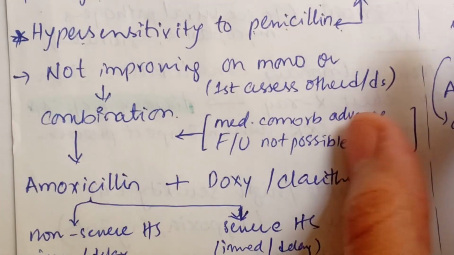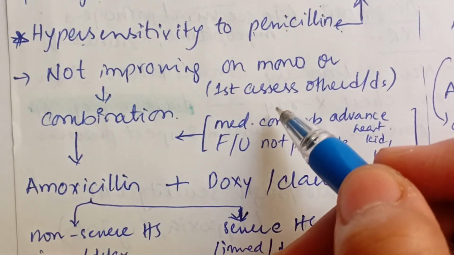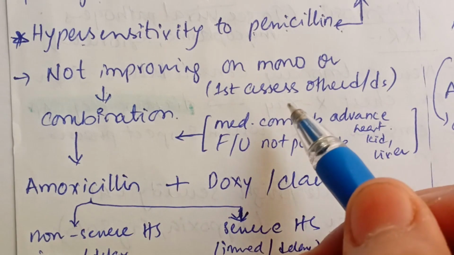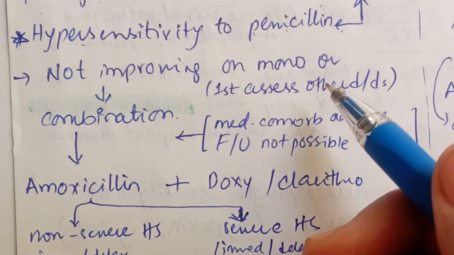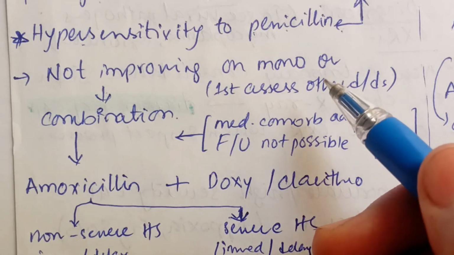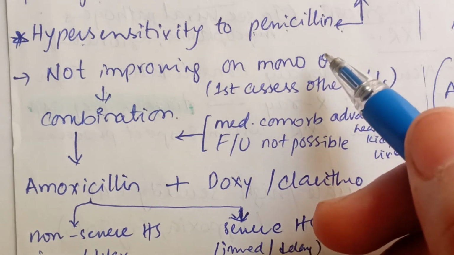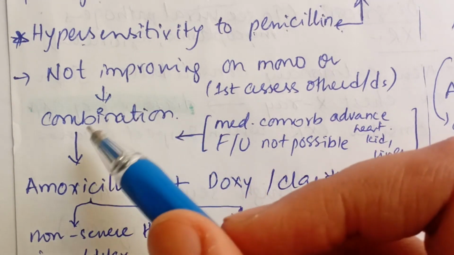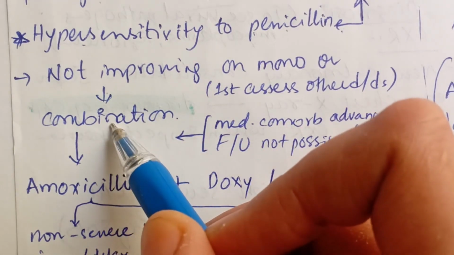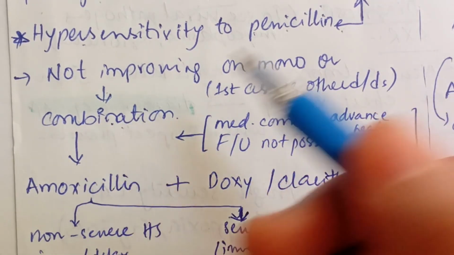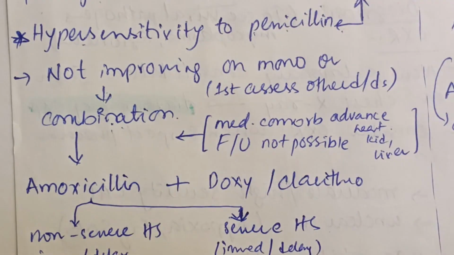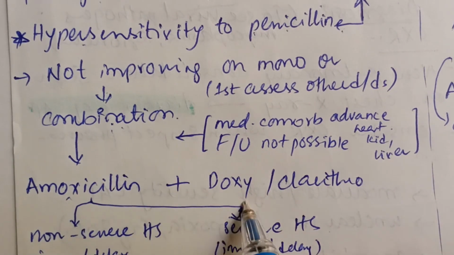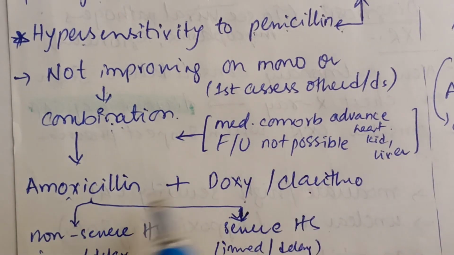So if the patient is not improving on monotherapy, first of all, we are going to assess other differential diagnosis. If the patient has any other diagnosis, we are going to assess the patient first for that. Then we are going to be moving forward towards the combination therapy. And the combination therapy for low severity community acquired pneumonia can be amoxicillin plus doxy or clarithromycin. Doxy or clarithromycin plus amoxicillin.